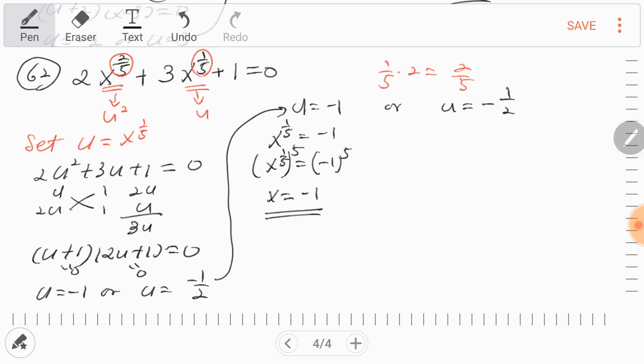And then from the right side, x to the 1/5 is equal to -1/2. Then what do we do? We raise each side of the equation to the fifth power. Then x is equal to negative 1 over 2 to the fifth power, which is 32. So we have two solutions, negative 1 and negative 1 over 32.